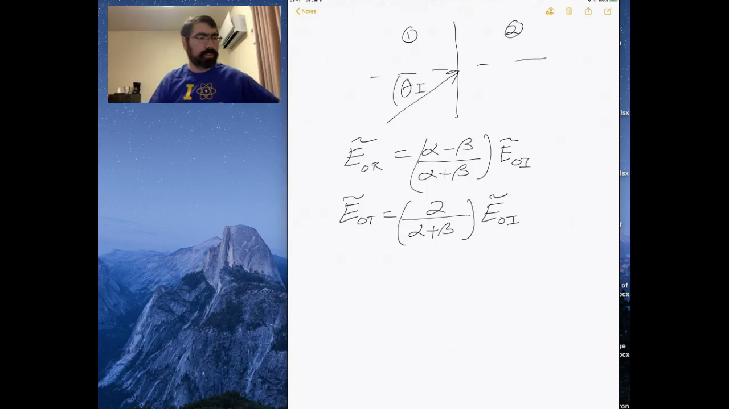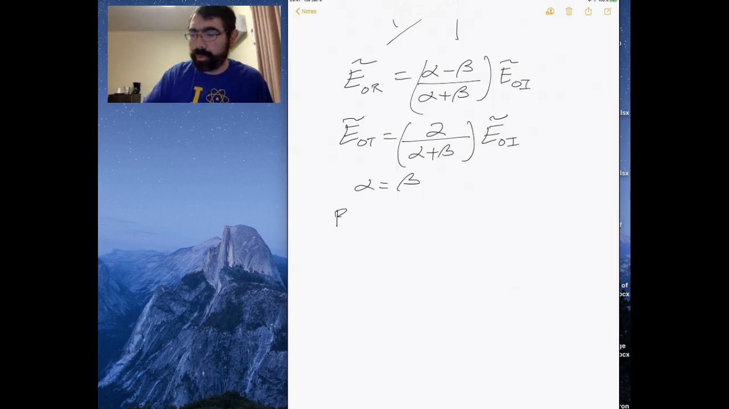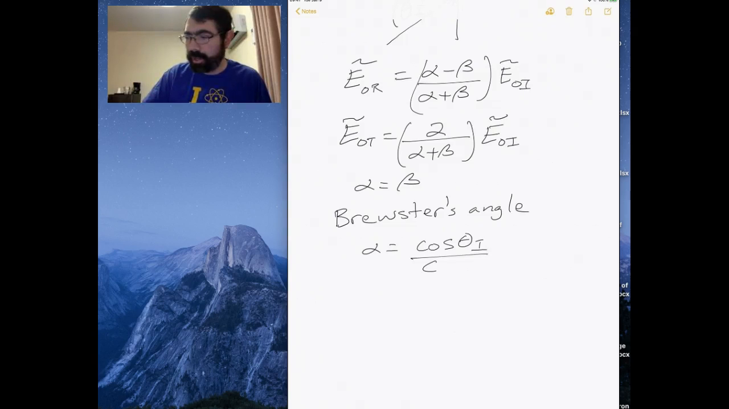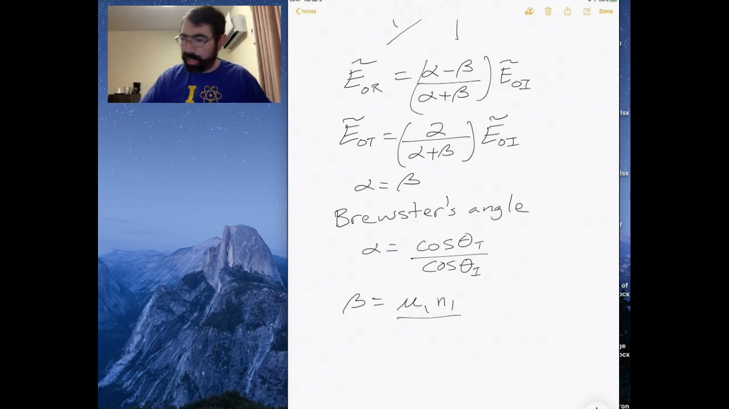Okay, so what I wanted to discuss now is a special case where alpha is equal to beta. This is going to give us what's called the Brewster's angle. So what is alpha and beta? Alpha is the cosine of the transmitted angle divided by the cosine of the incident angle. And beta is mu 1 n2, the index of refraction, divided by mu 2 n1.